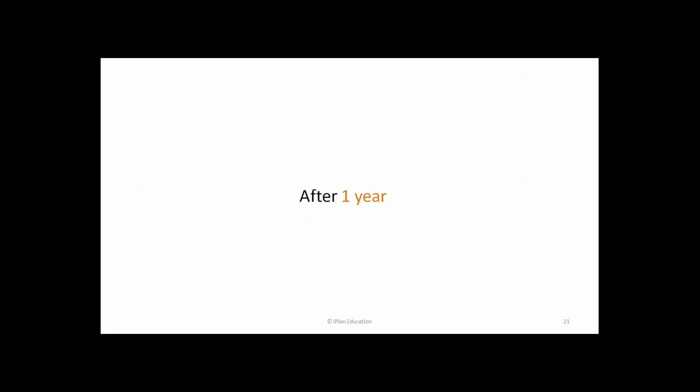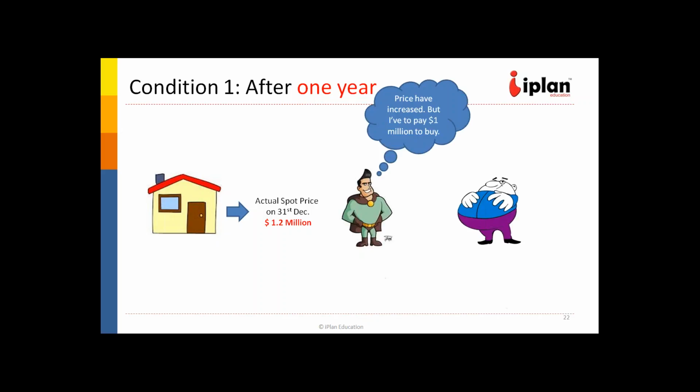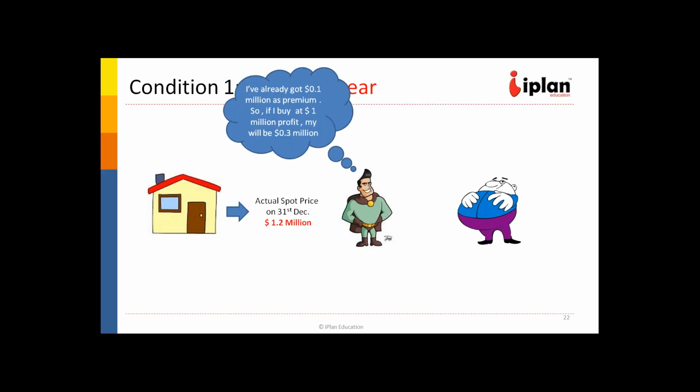cost, break even. So after 1 year, let's say price goes to 1.2 million. So buyer thinks price has increased, but I have to pay $1 million to buy. So I have already got 0.1 million as premium, 100,000. So if I buy, she's a buyer, if I buy at 1 million, my profit will be 0.3 million because market price is 1.2 million. I'm going to get it at 1 million and 0.1 million I have already got. So from market I'll get 0.2 million and 1.1 million I already have. So total profit was 0.3 million.